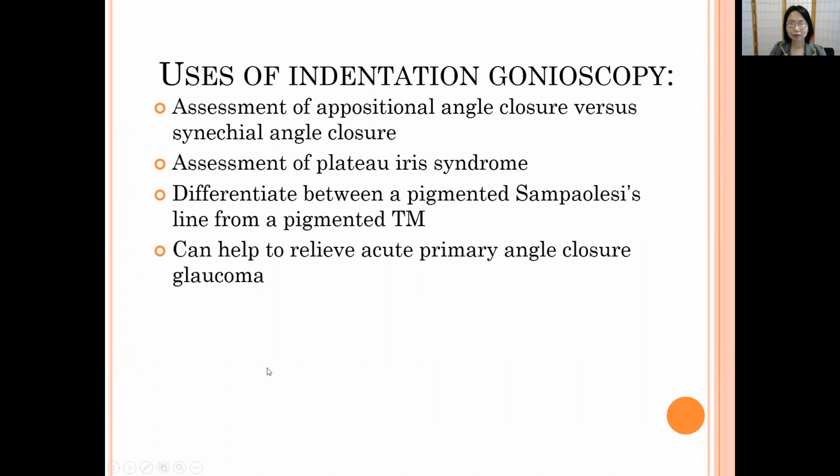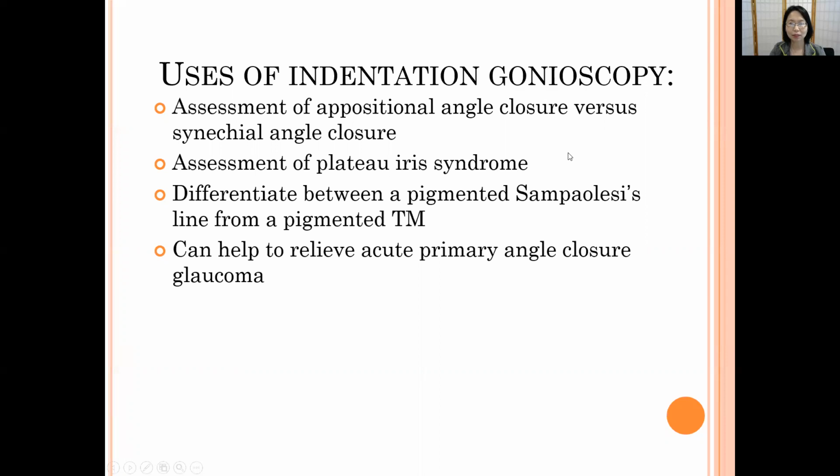Once you get comfortable looking at the angle, then you can try indentation gonioscopy, which basically means that you're pressuring the dome of the cornea a little bit and forcefully opening the angle. This is used to assess oppositional angle closure versus sneaky angle closure. You can use this to assess plateau iris syndrome. I will show you an example of that.